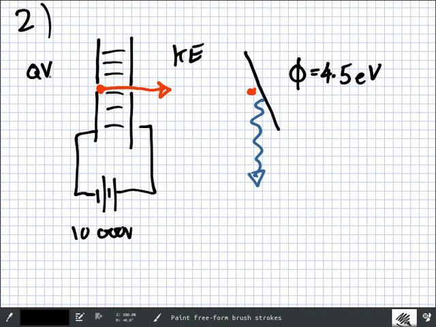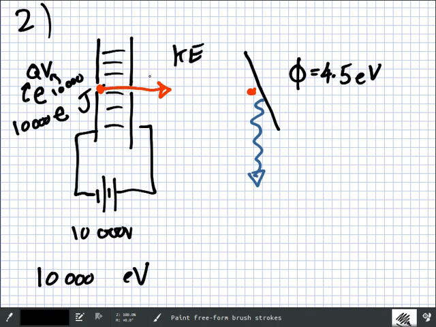Yeah? Now, because it's an electron, we know what the Q is. What's the Q? It's e. And we know what the V is. It's 10,000. So the energy at the beginning is 10,000 e joules. Now, you can convert that into electron volts. How do you convert into electron volts? Divide by e. So, at the very beginning, you can say the energy is 10,000 electron volts. Then this energy becomes kinetic energy.